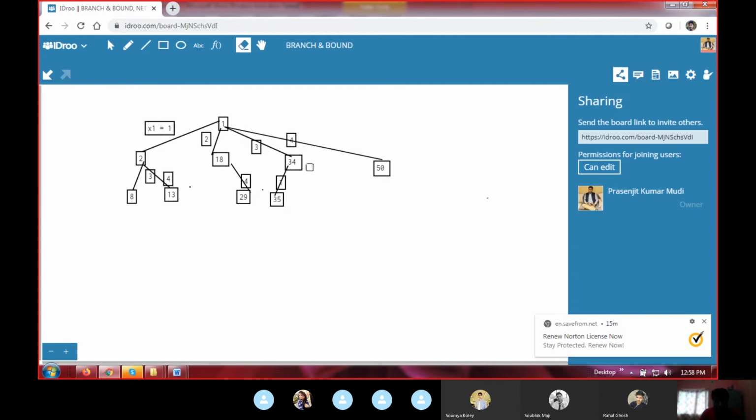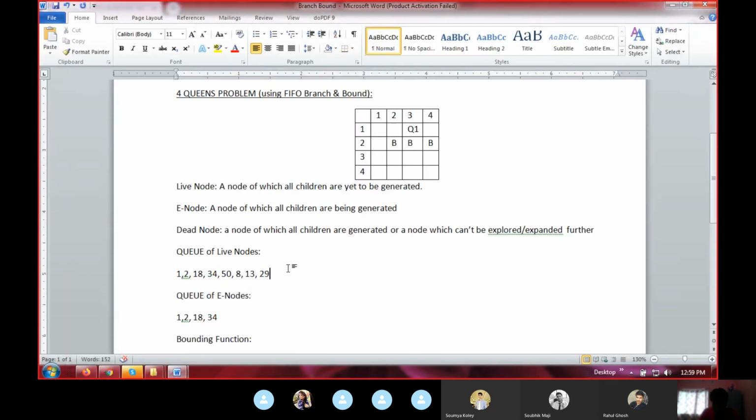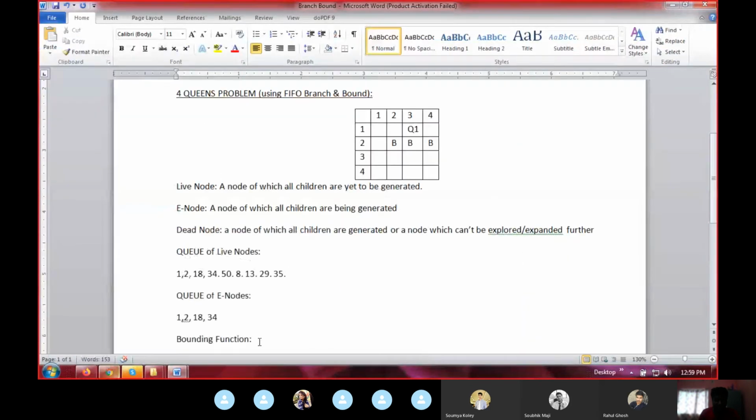Similarly, if you want to explore 50, you can further propagate, no issue. So I'm skipping that portion. Next, it is repetitive in nature, so you can understand. Next, let me write the live nodes. After 29, it will be 35. 35 generated. Next 50, 50 was there. So after 34, 50 will be the next E-node.